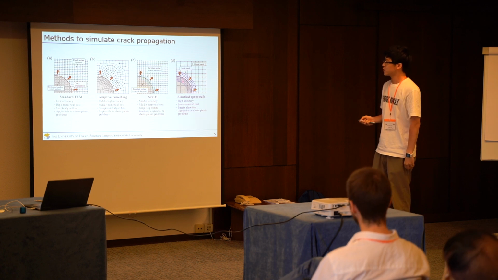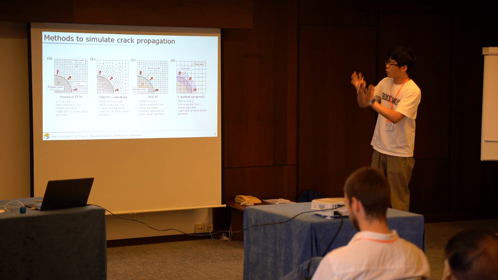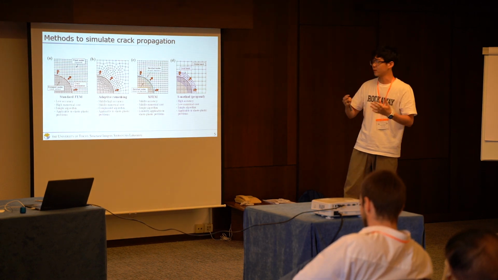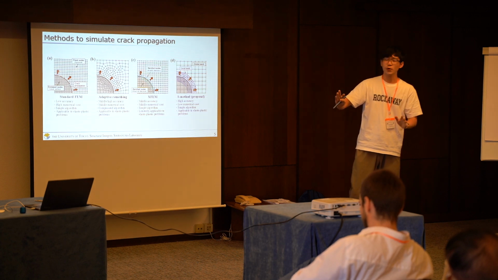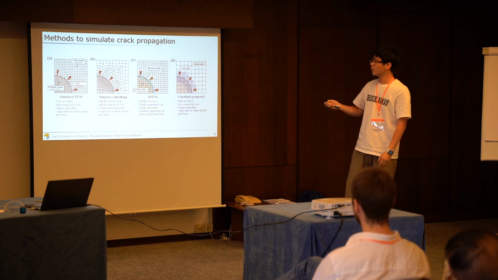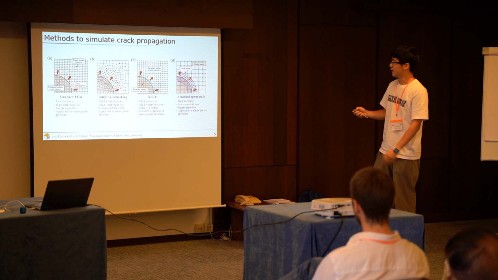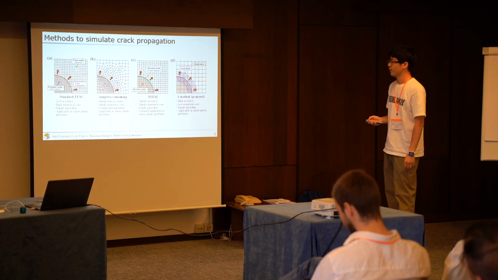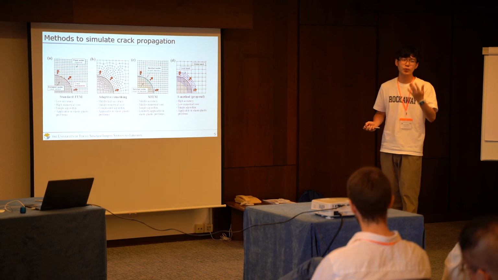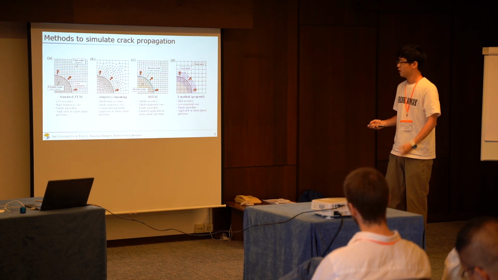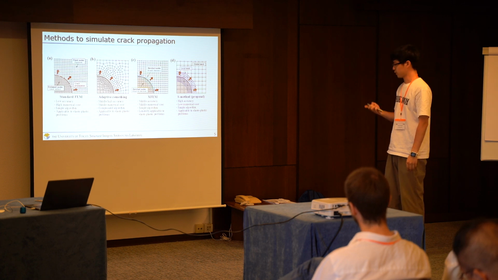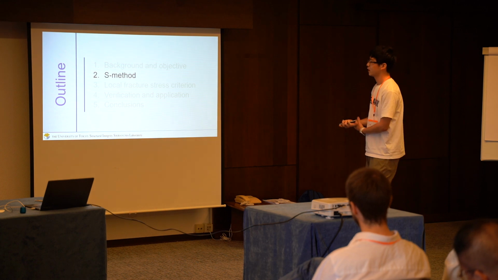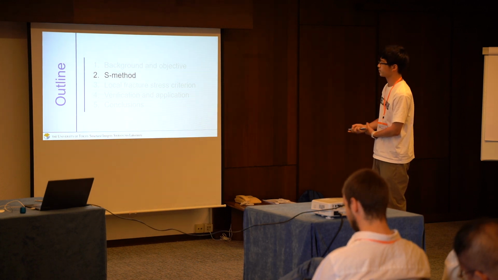The S method uses a fine local mesh around the crack front to get high accuracy. For the other part, it's not so important, so we just use a very coarse global mesh. You can see the meshing procedure is also very simple. And because it has no enrichment functions, it's applicable to elastoplastic problems. Next, I will introduce the formulation of the S method.